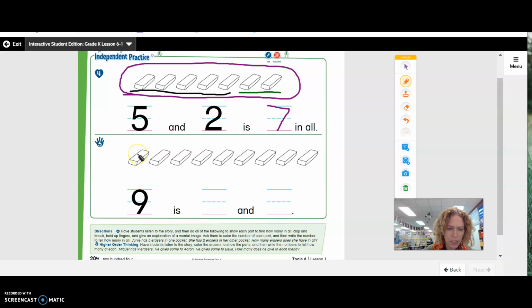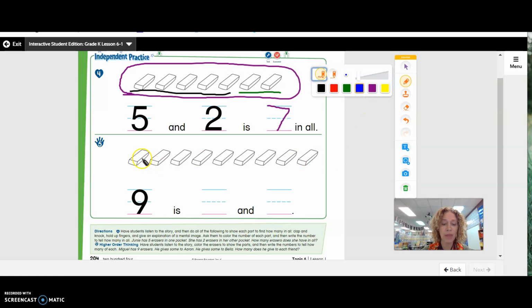So for this one, you have 9. Miguel has 9 erasers. Okay? So let's count. This is all what he has. Let's count them. 1, 2, 3, 4, 5, 6, 7, 8, 9. So he has 9. He gave some to his friend Aaron and some to his friend Bella. Okay? So we have to decide how many he gave to each friend. All right? You get to decide, but you can do a different answer if you want, but I'm going to show you how I do it.